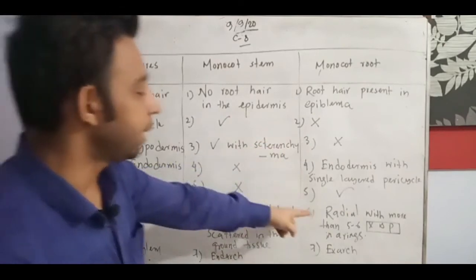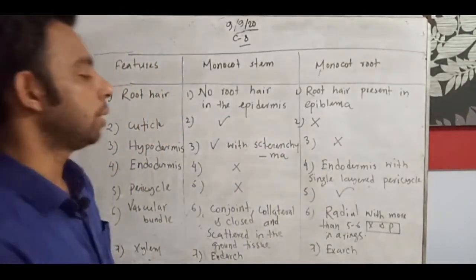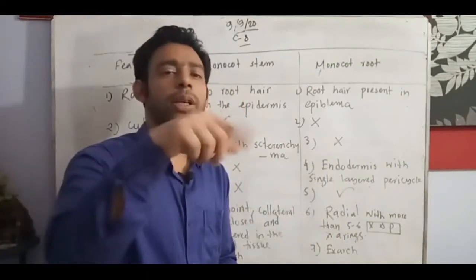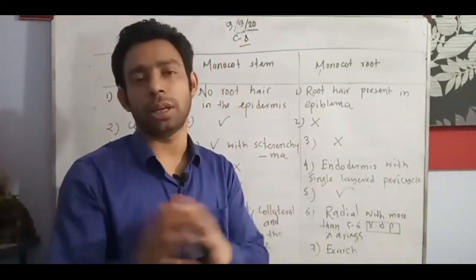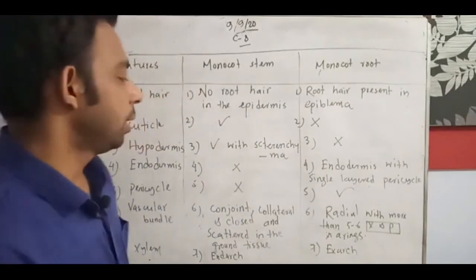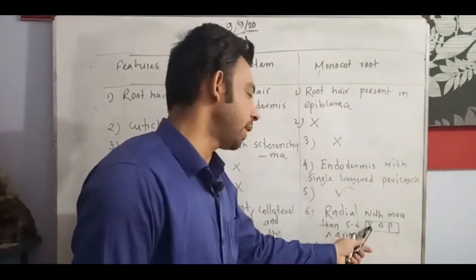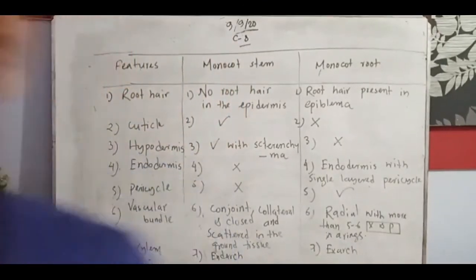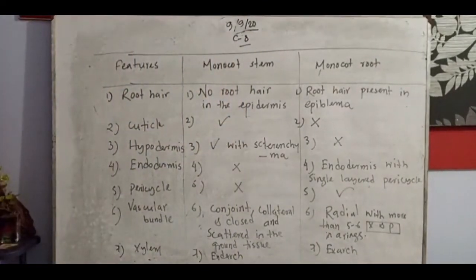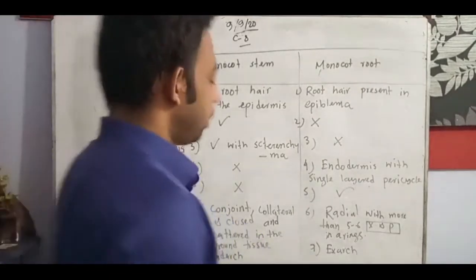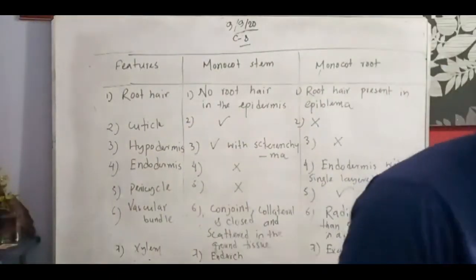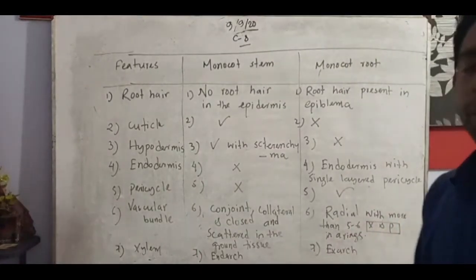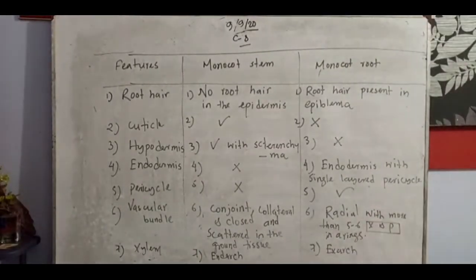But in the case of the monocot root, we have seen the radial type. Radial means that in a ring the xylem is arranged, and in between them the phloem is also there. I write more than 5 to 6; X is the xylem and P is the phloem in a ring. The vascular bundle is radial, with more than 5 to 6 xylem and phloem in a ring.